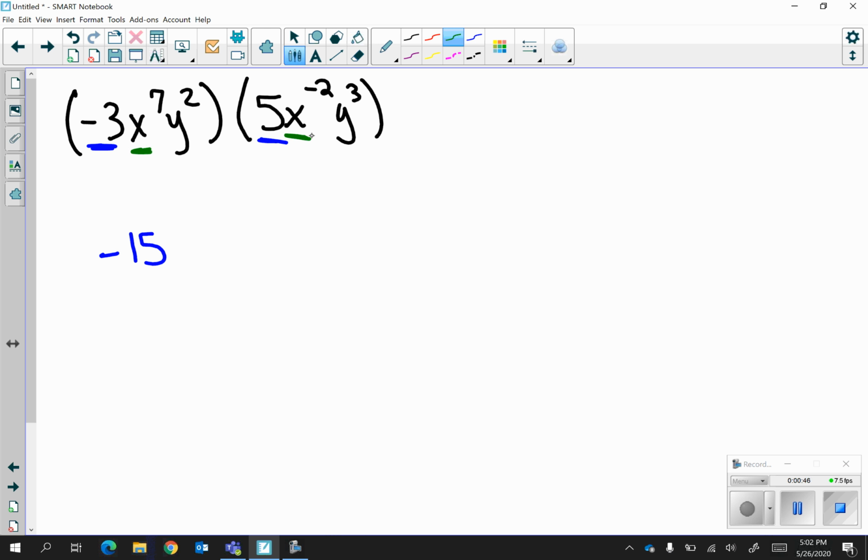Now these are bases because they have exponents, whereas my coefficients didn't have any exponents. So now I'm going to keep the base of x, and I'm going to add the exponents. 7 minus 2, or 7 plus -2, is 5. And you're going to go on to the next variable of y. This is a base because it has exponents, so I have y, and my exponents are 2 plus 3, which would give me 5.